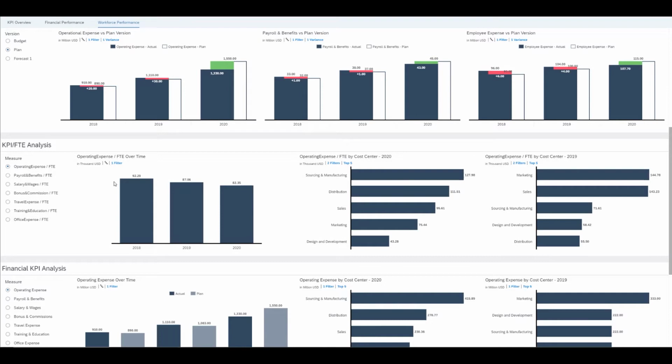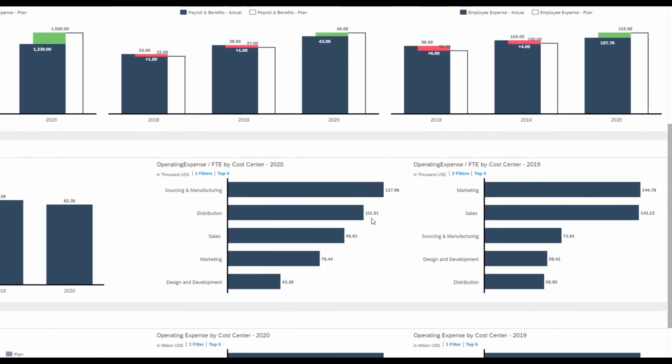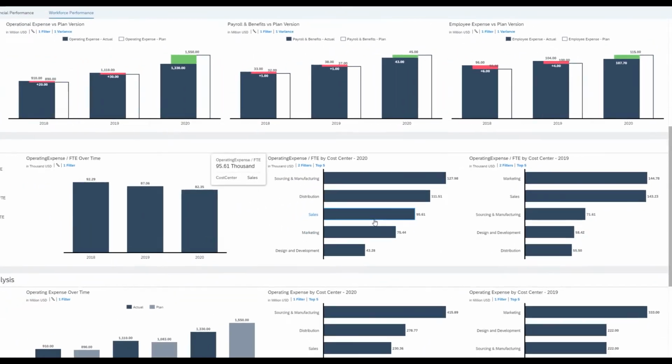The next section allows you to analyze financial KPIs and FTE by cost center to see which cost centers contribute more to the overall expense of the company. As you can see, sourcing and manufacturing plus distribution is the main strategic investment.